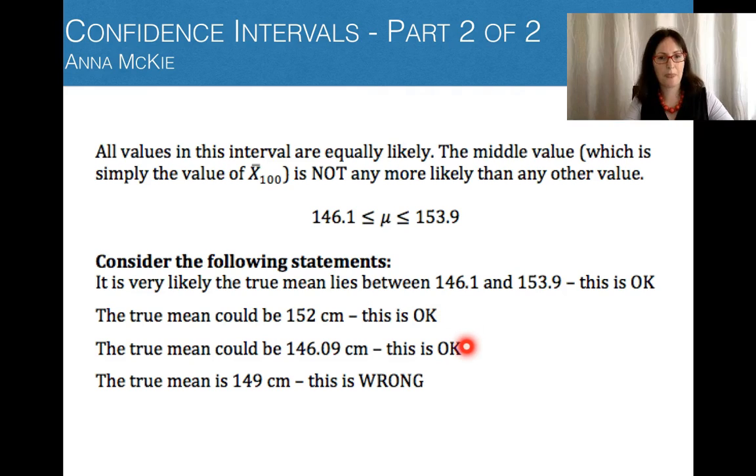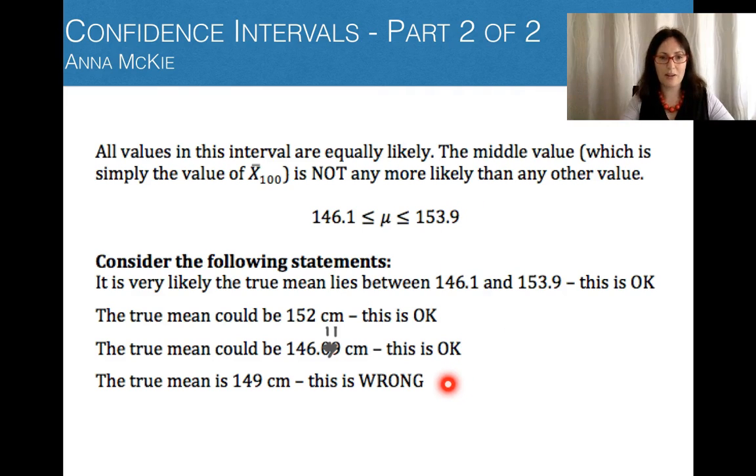The true mean could be 146.09. I've made an error there. I meant for that to be 146.11. Could that be true? Yes, it could. It's right at the lower end, but as this first statement said, every value is equally likely.